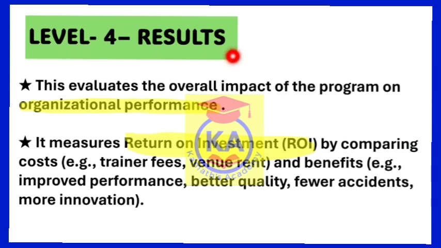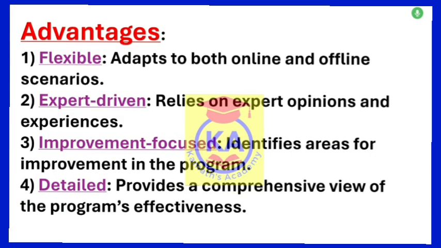So this is the fourth level of the Kirkpatrick model. Now let's discuss the advantages of the Kirkpatrik model. The first point, flexible, adapts to both online and offline scenarios. It means that the Kirkpatrick model is adaptable for evaluating both online programs as well as offline programs.